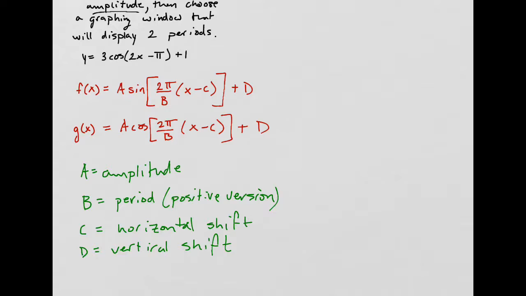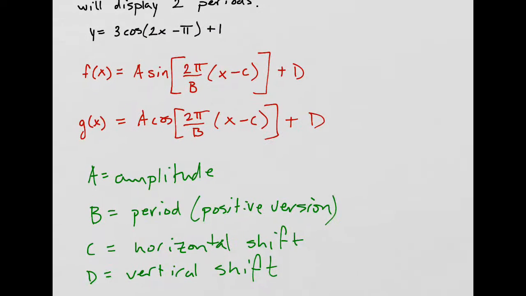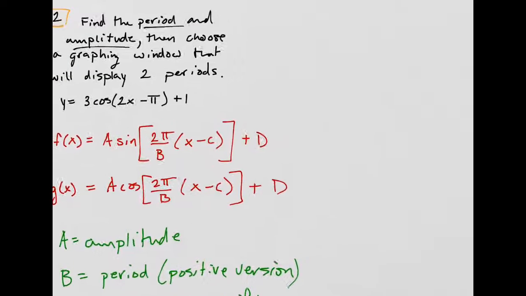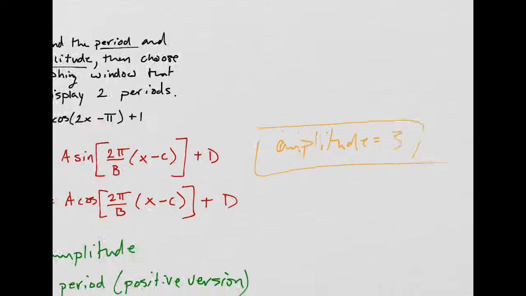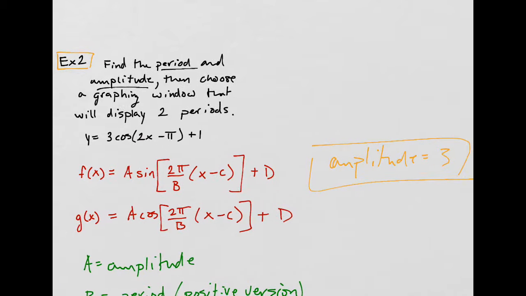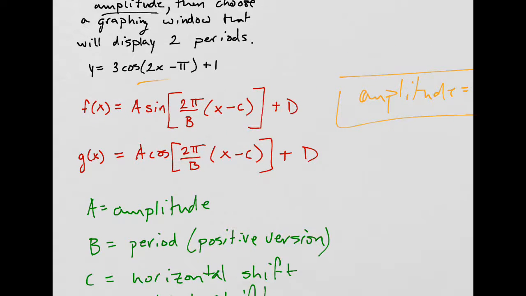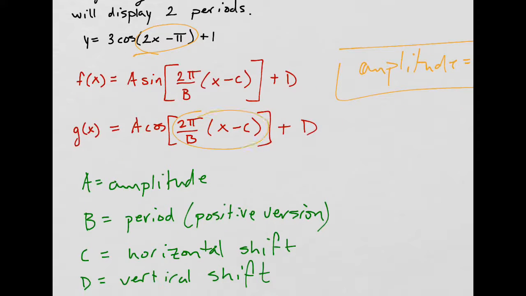So let's pull this apart and make it look like this, because it doesn't exactly look like this. A is fine, so the amplitude for this answer, I'll do it in yellow. Amplitude, that's just 3, so that's part of our answer. Find the period and amplitude. Now we've got to find the period. This is not exactly the same as this. This doesn't have a coefficient on the x. This does.